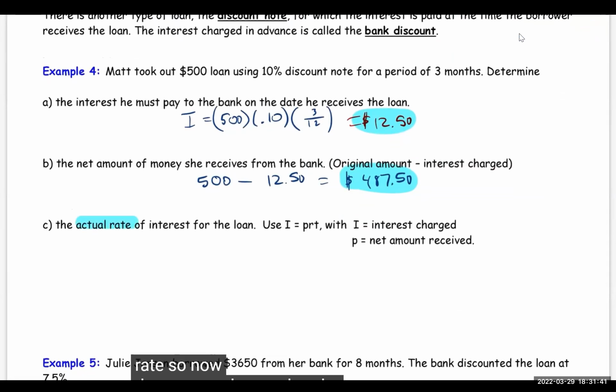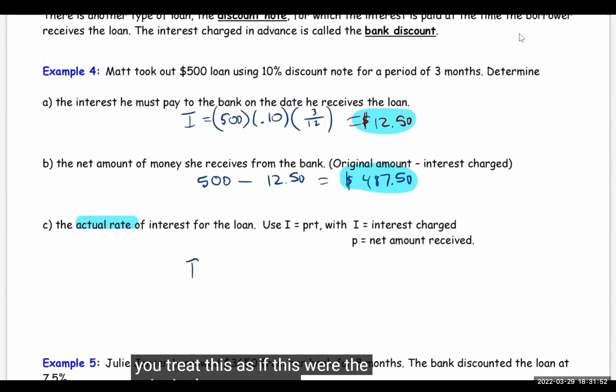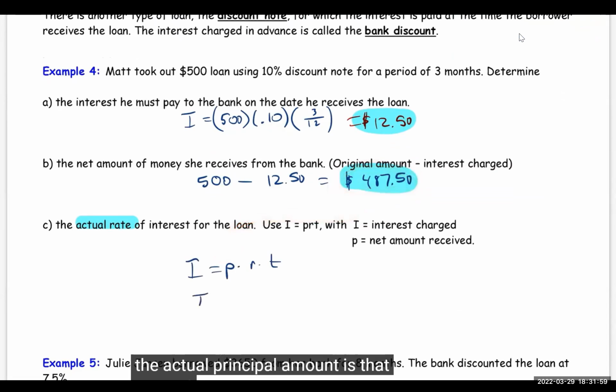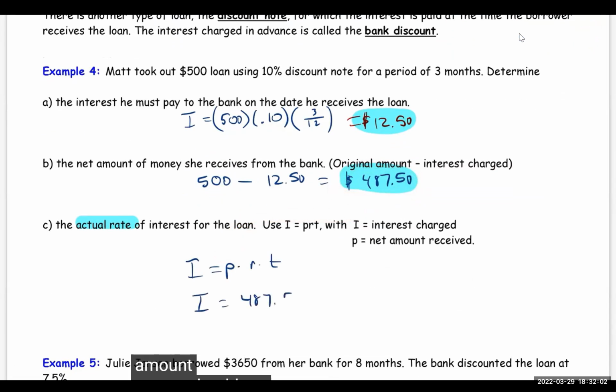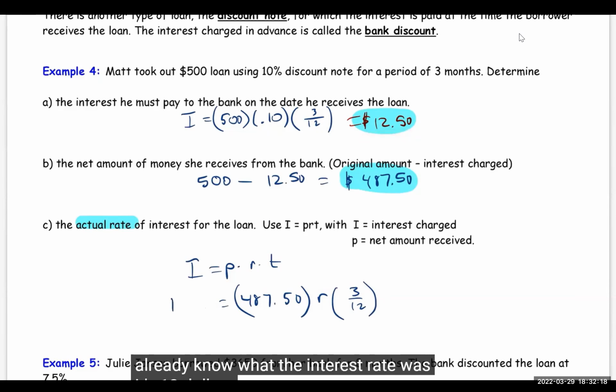All right, the actual interest rate. So now they want to know what the actual interest rate is. It's not really 10% because they're charging you a fee. So the actual interest rate, you treat this as if this were the principal amount now. So I equals PRT. The actual principal amount is $487.50 times R, which we don't know, times T, which was 3 out of 12. The interest is $12.50.